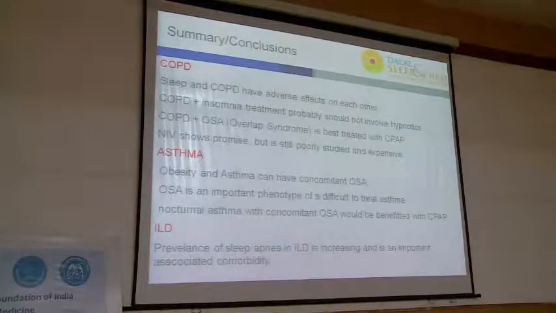CPAP. In asthma, obesity and asthma can have concomitant OSA. OSA is an important phenotype of difficult to treat asthma. Nocturnal asthma with concomitant OSA should benefit from CPAP, and in ILD, prevalence of sleep apnea is increasing and is an important associated comorbidity.